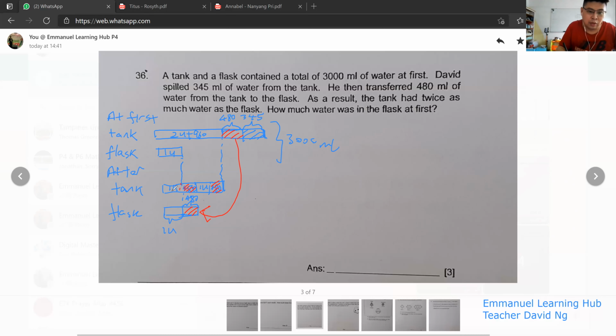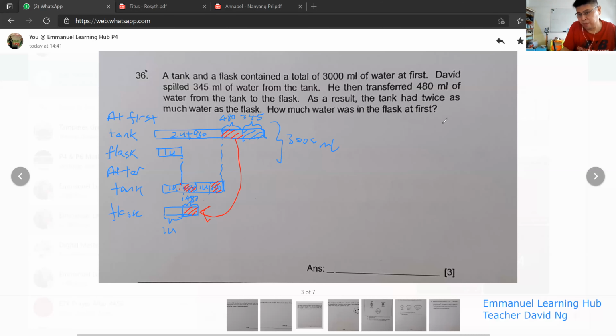Can you see? The tank has twice. Then after that, how much water was in the tank at first? Then I need to find out how long this part is. Originally, I didn't fill out this part, I only fill it out later. So this part is 2 units plus 960. When you draw a model, you don't have to fill in every detail. So now you have a working, correct model. Now you can do the question.